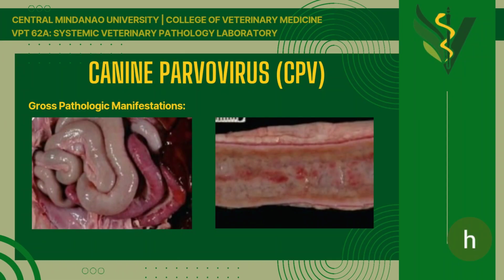affected. The intestinal segments obviously appear reddened and congested, as you can see in the picture. The intestinal wall is thickened, edematous, and friable, and the lumen contains watery to hemorrhagic, foul-smelling contents.